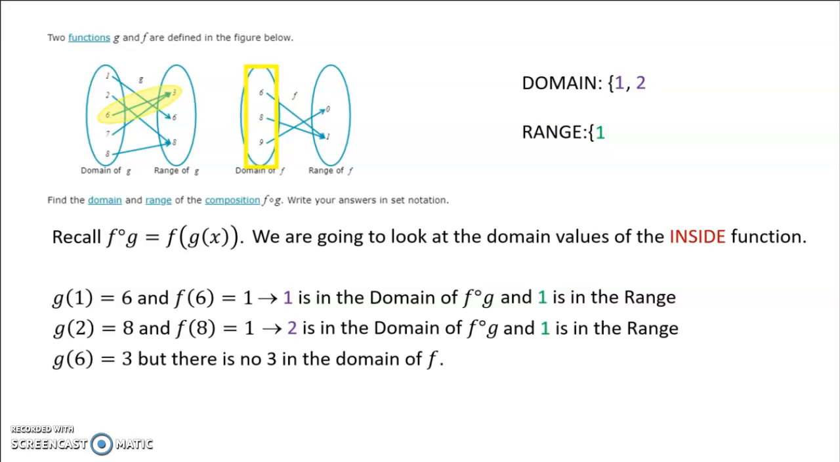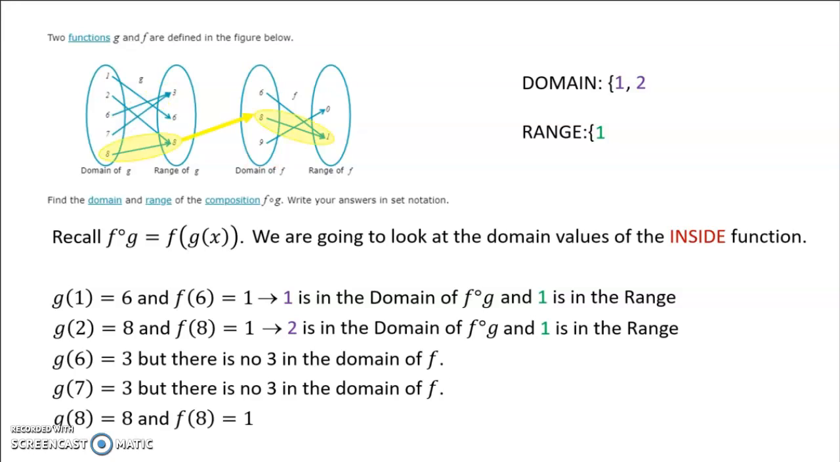g of 6 is 3, but notice there's no 3 in the domain of f, so that means that 6 cannot be in the domain. Since we can't go all the way through with it, we move on to the next value. So now, looking at g of 7 is 3, but again, there's no 3 in the domain of f, so we can ignore the 7 and move on to the last value.